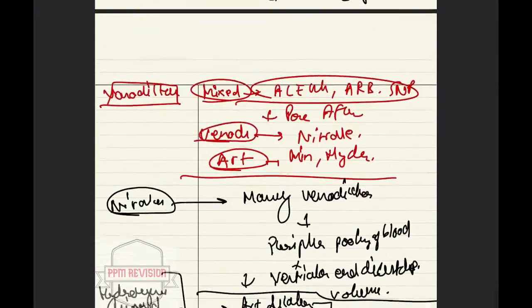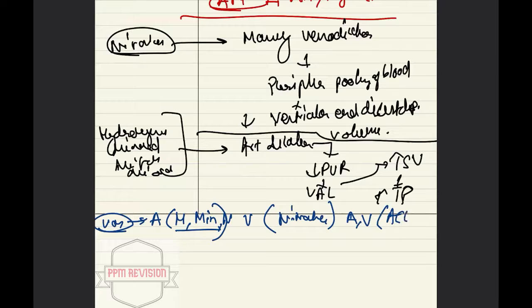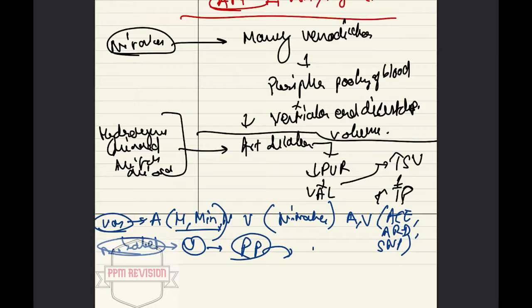So we just went through the vasodilators. As we all know, the classification is important. There's arterial, and under arterial the examples are hydralazine, minoxidil, and nifedipine. These are the main ones. And next, looking at the venodilators, there are nitrates, which are most commonly used. And looking at the arteriolar and venodilators, they can be ACE inhibitors, ARBs as well as sodium nitroprusside. Now looking at the nitrates, they are mainly venodilators. They cause peripheral pooling of blood, and due to this there's decreased ventricular end diastolic pressure and volume.